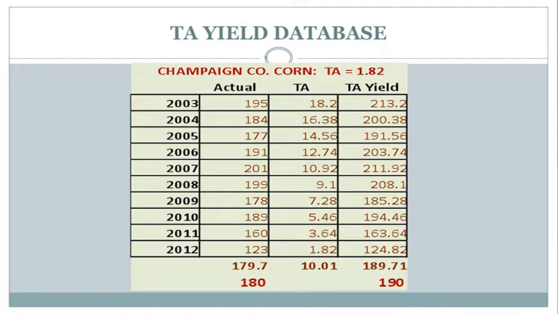And they do that for each year. For a 5-year-old yield, they're going to add 1.82 times 5 to your 199, and now it's a 208. As you can see down at the bottom here, the average of the actual yield would be 179.7. Again, rounded to the nearest whole number, that's about 180. And your trend makes it about a 10 bushel increase, so now you're at 190.